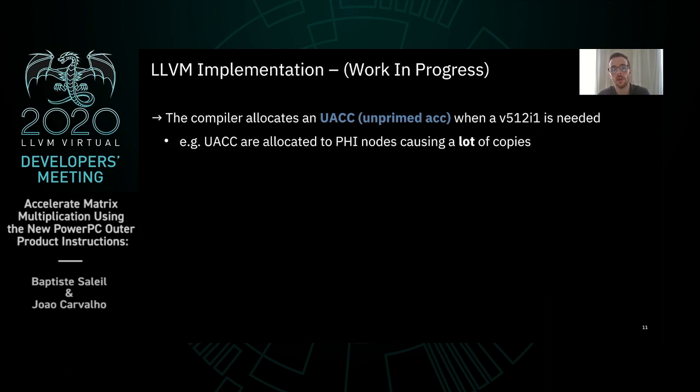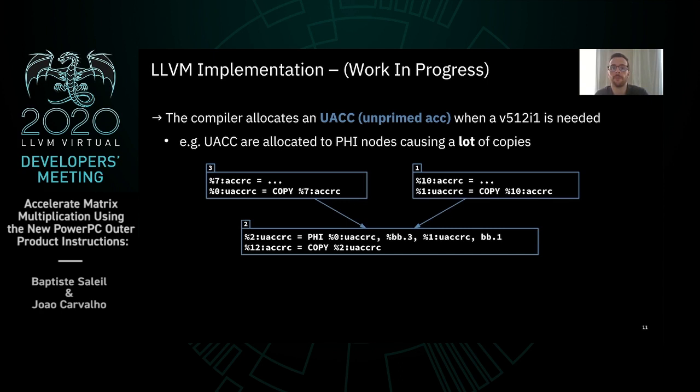So this approach solves our issue with invalid copies, but actually causes another issue. Every time the compiler needs to allocate a register when a V512I1 is used, it allocates a register from the UACC class, and that may cause the generation of additional copies between accumulators, which are really expensive because, as I explained before, for copies of accumulators we always need to generate prime and unprime instructions.